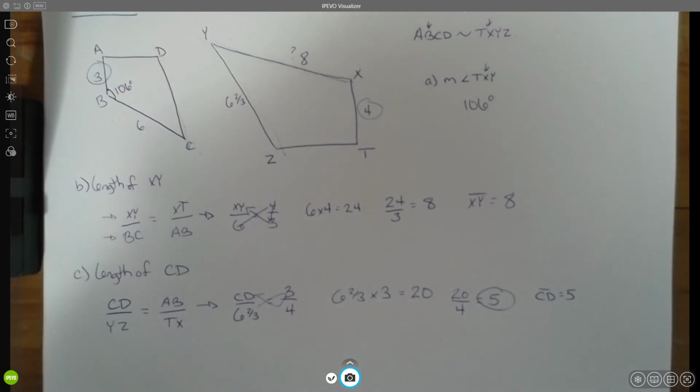And for the most part, this is how we work with similar triangles, particularly as we're looking at comparing some of their ratios of their side lengths.